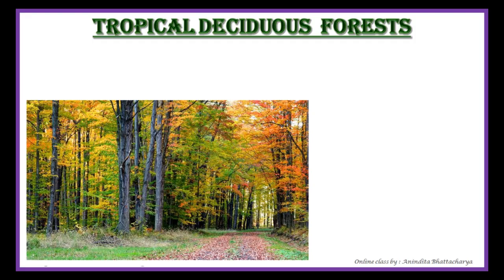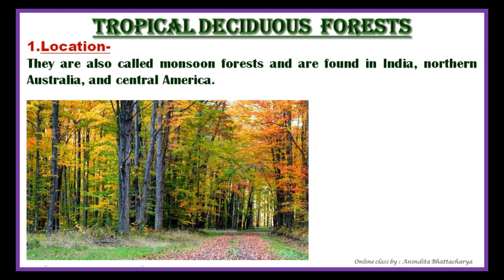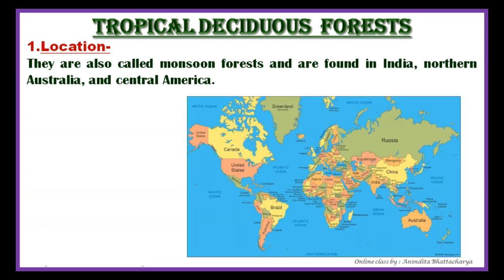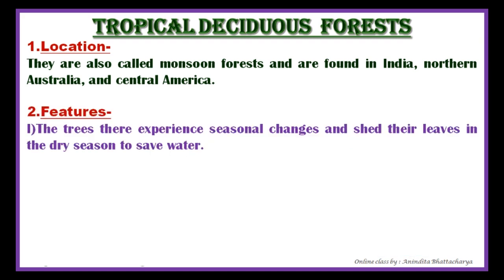Second classification is tropical deciduous forest. Location, they are also called the monsoon forest and are found in India, Northern Australia and Central America. Features. The trees experience seasonal change and shed their leaves in the dry season to save water.